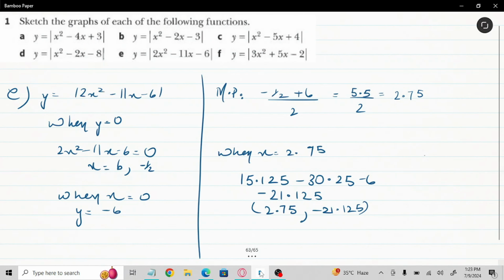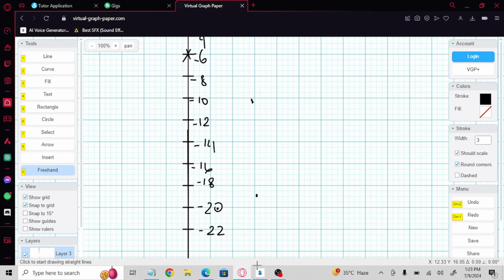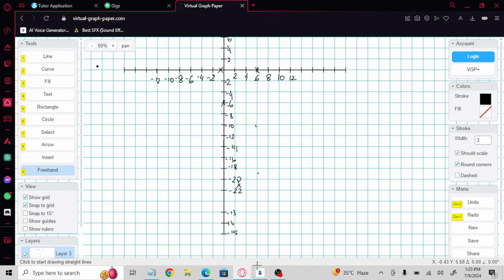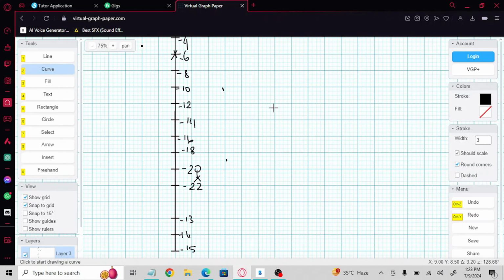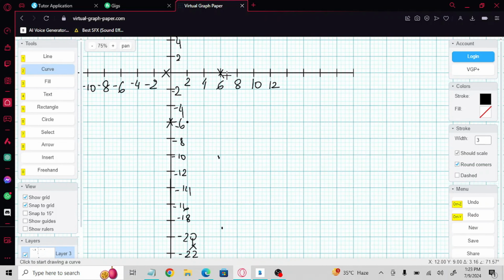Wait a second. 21.125. That's 21, somewhere here. Okay, that's it. We now need a curve to connect our graph. We're going to go all the way down here. Can it fit in the range? Yeah, it's fitting. So it's going to connect with these points. Yes, that's good enough.